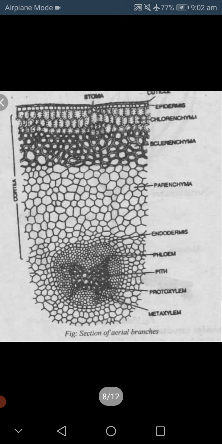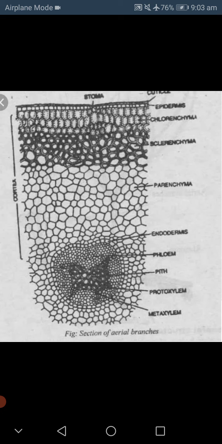This is the TS of the aerial shoot. You can observe the outer stomata. Below the stomata, the outer layer is the epidermis that consists of stomata, and below the epidermis there is a chlorenchymatous hypodermis, and below that sclerenchyma cells are present, and the cortex is made up of parenchymatous cells, and inside the endodermis there is a pericycle, and the xylem, that is a star-shaped structure, surrounded by the phloem.